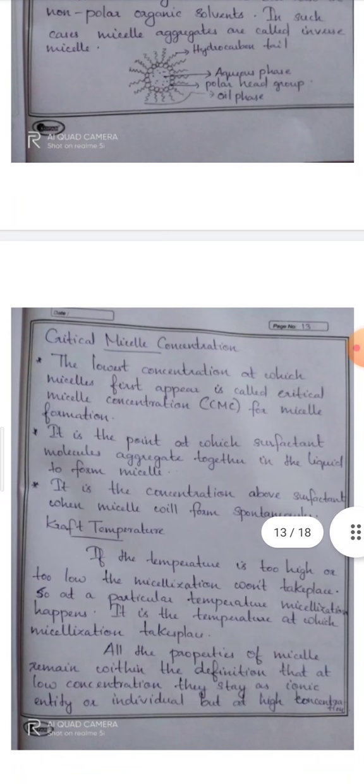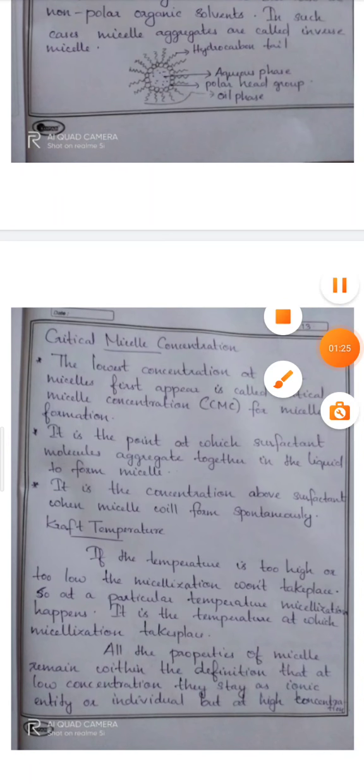Next is critical micelle concentration. The lowest concentration at which micelles first appear is called the critical micelle concentration. It is the point at which surfactant molecules aggregate together in the liquid to form micelles. Also, it is the concentration above which micelles will form spontaneously.